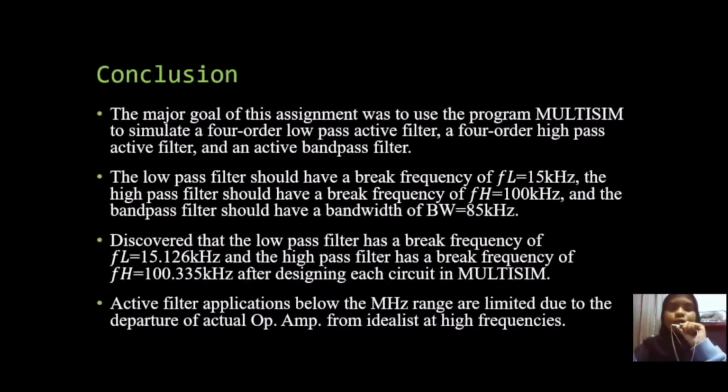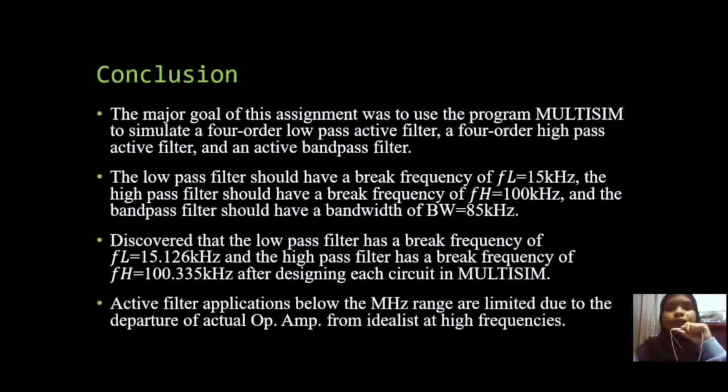Finally, I will discuss the conclusion of this assignment. The major goal of this assignment was to use the program Multisim to simulate a 4th-order low-pass active filter, a 4th-order high-pass active filter, and an active band-pass filter. The low-pass filter should have a break frequency of FL equal to 15 kHz. The high-pass filter should have a break frequency of FH equal to 100 kHz, and the band-pass filter should have a bandwidth of BW equal to 85 kHz.